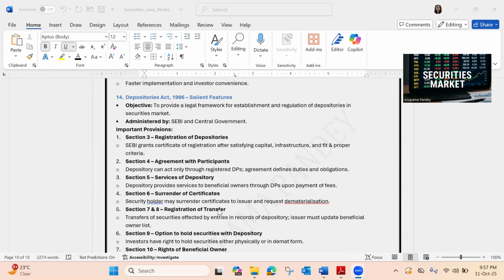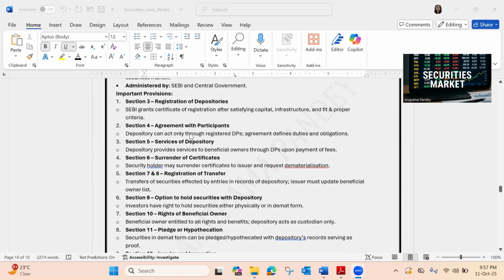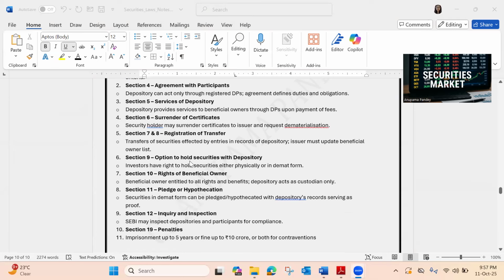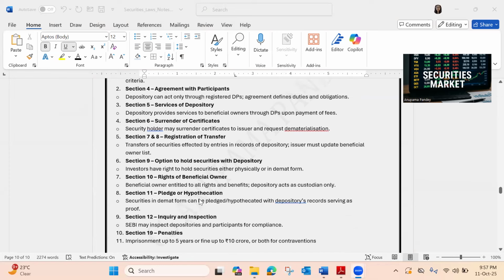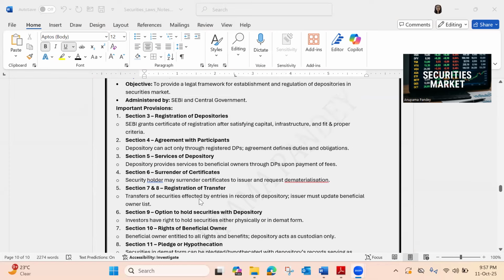There are a few important provisions in this framework which I have covered with the sections for ready reference. So section number 3 deals with the registration of depositories. So SEBI grants certificate of registration after satisfying capital, infrastructure, and fit and proper criteria of these intermediaries. Section 4 is the agreement with participants. So a depository can act only through registered DPs. Agreement defines the duties and obligations between depository and depository participants. Section 5 deals with the services of depository. So depository provides services to beneficial owners through DPs upon payment of certain fees.